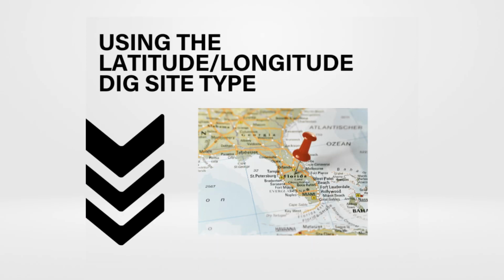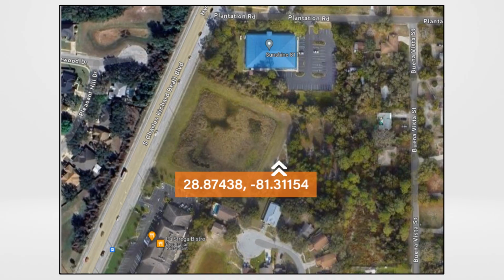In this video you'll learn how to use the latitude-longitude coordinate dig site type. Items to make note of when entering a dig site that is a latitude-longitude coordinate: this dig site type should only be used to identify a single point location, such as a pole or a single address home in a new development.